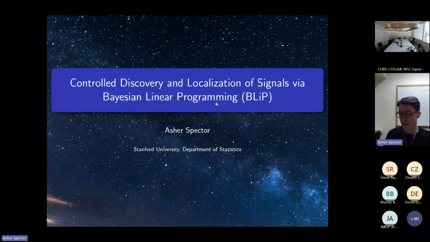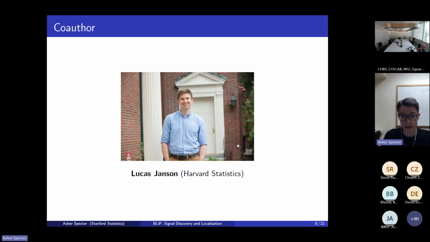So thanks so much, everyone. As Kostas introduced, my name is Aser. I'm a rising fourth-year PhD at Stanford University, advised by Emmanuel Candes. And today what I'll talk about is controlled discovery and localization of signals via a method called Bayesian linear programming, or BLIP for short. Before I get started, I just want to thank my really spectacular collaborator, Lucas Janson at Harvard. I've learned a great deal working with him. It's been a lot of fun. So if you ever get the chance to do it, I highly recommend it.